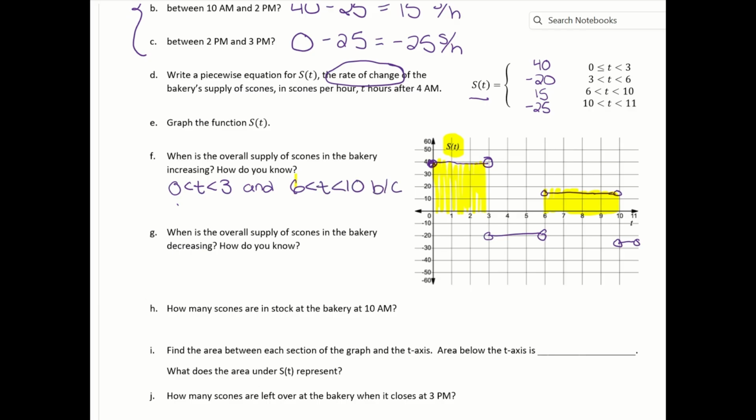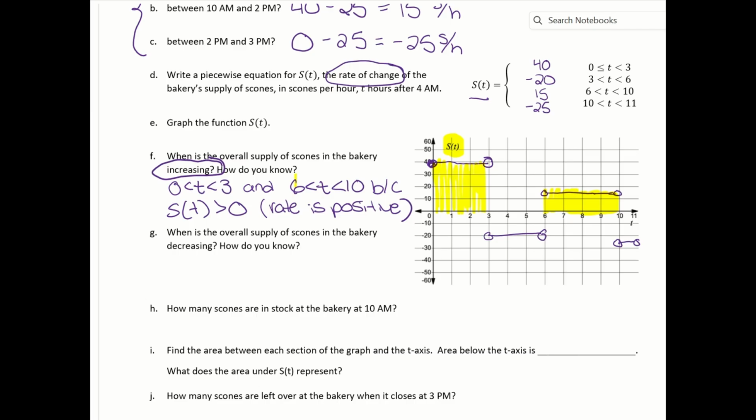Because S of t is greater than 0. So in other words, the rate is positive. And if the rate is positive, that means that the amount is increasing. So when is the amount of scones in a bakery decreasing?